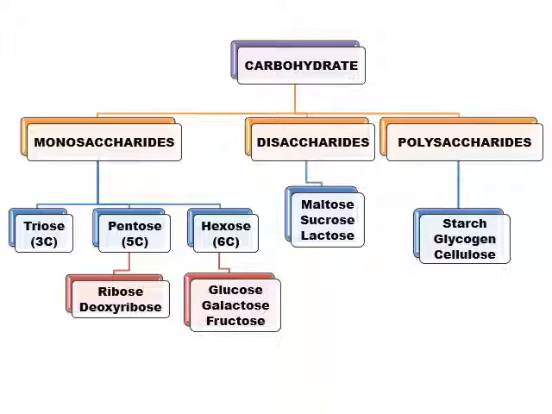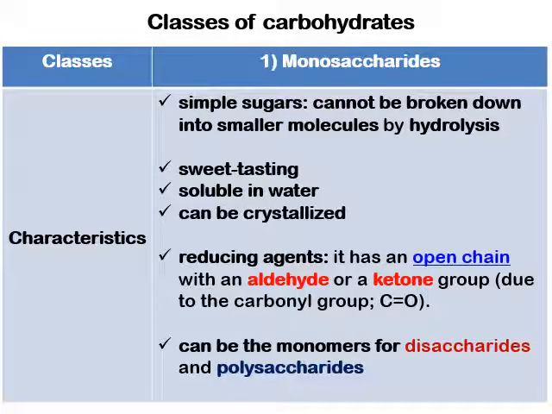But for this topic, you should only know the structure of glucose, okay, which are alpha glucose and beta glucose for monosaccharide. And for disaccharide, you should know the formation and breakdown of maltose. And for polysaccharide, you should know the structure of cellulose. Okay, so let's look at the characteristic for each class of carbohydrates.